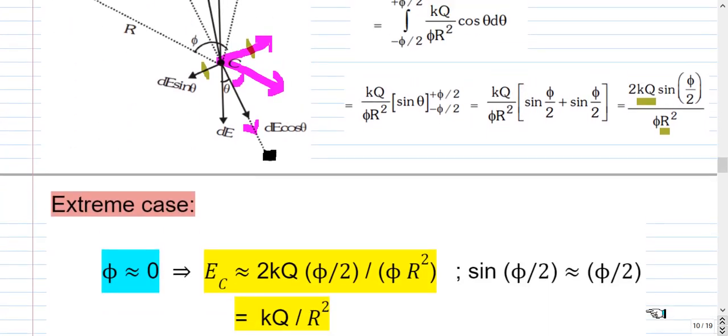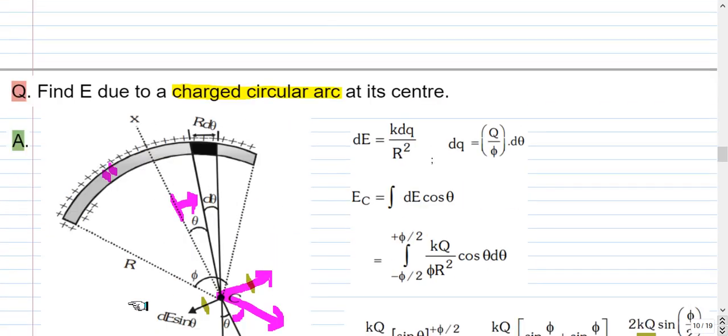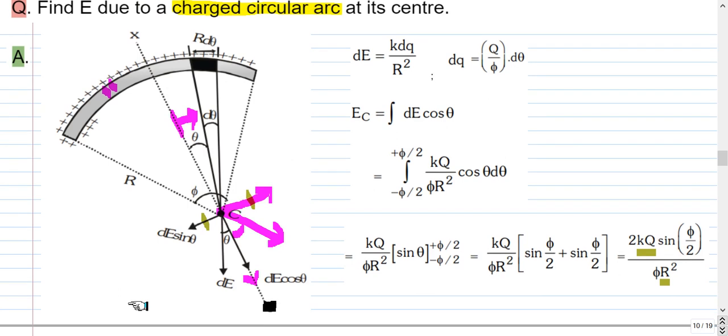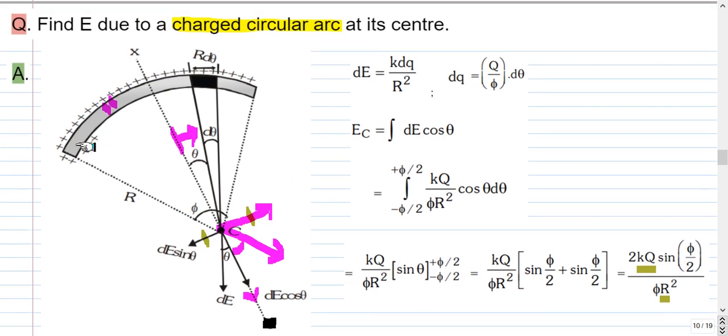Now let's consider an extreme case where phi is approximately 0, not 0 but approximately 0, so it's very, very small. In that case, it's as if the charge of the full arc is located at this point. So it becomes a point charge. So the electric field due to this, in that particular case, where phi is approximately 0, is like a point charge, kq by r square.